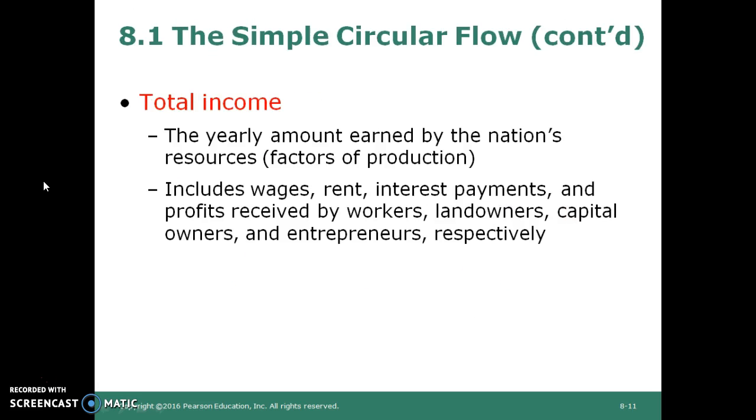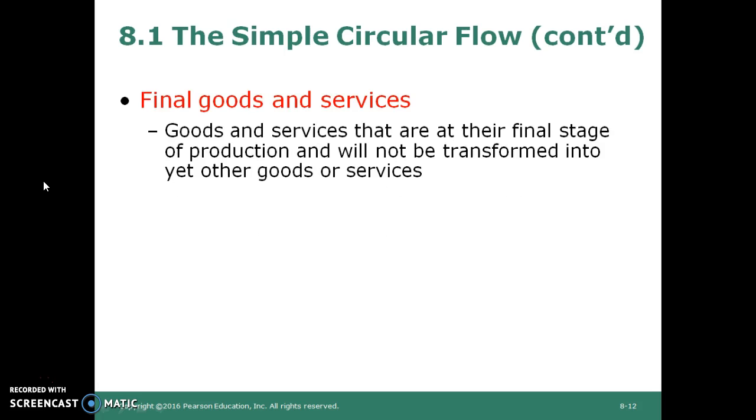We look at the simple circular flow, we're looking at the yearly amount earned by the nation's resources. It includes things such as wages, rents, interest payments, profits, landowners, anything that's focused on the payments for the factors of production that we look at. And those are very important to evaluate. We look at final goods and services. You notice that we're looking at their final stage of production, and it will not be transformed into yet other goods and services.